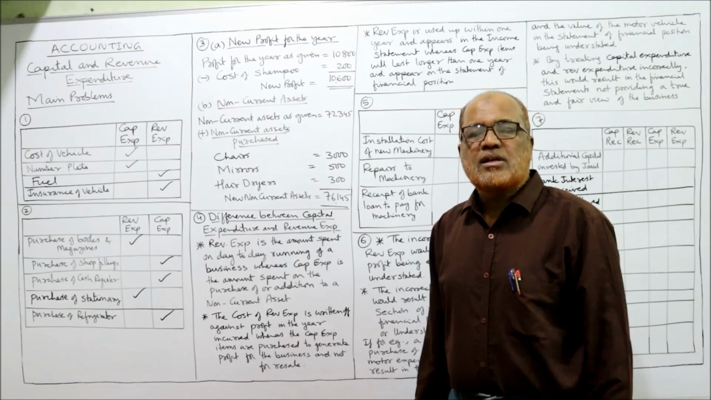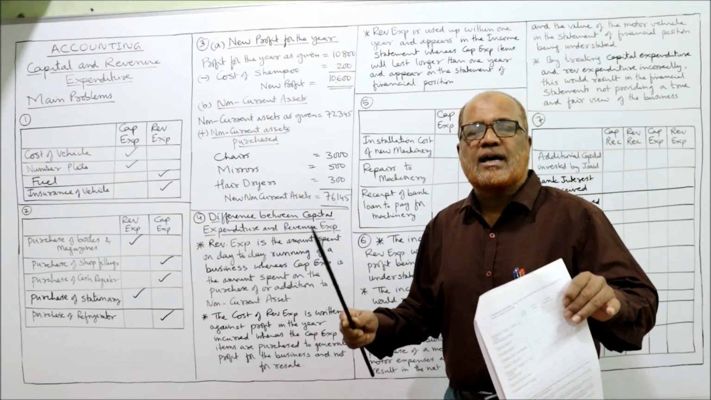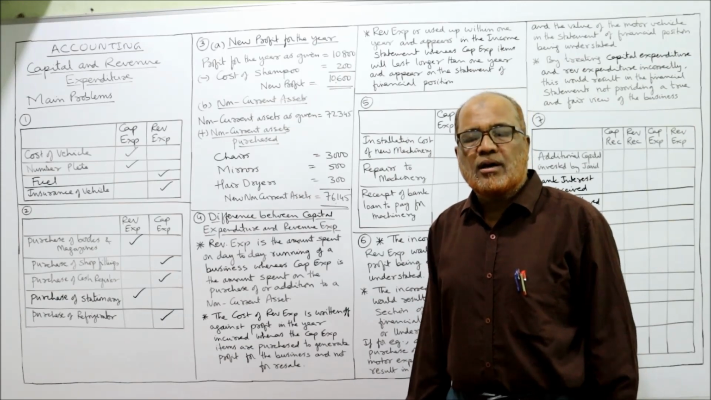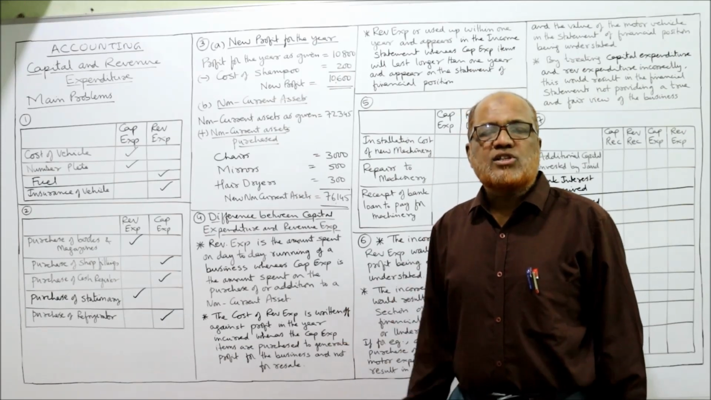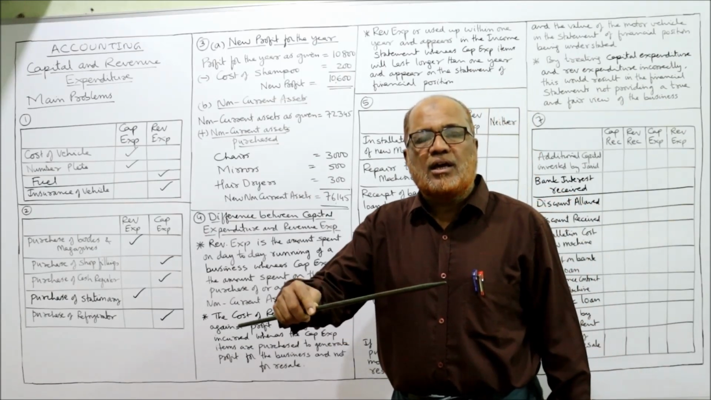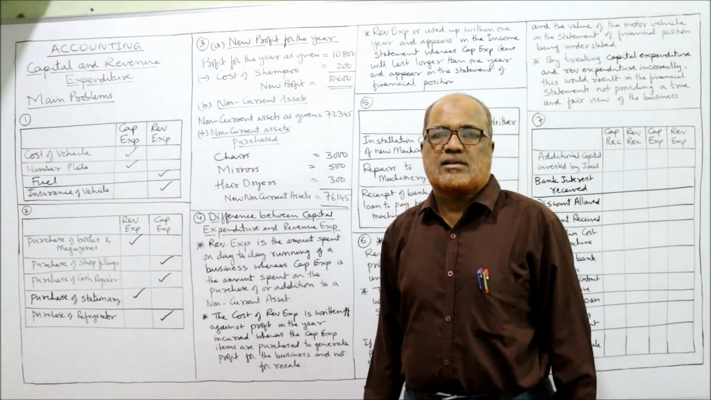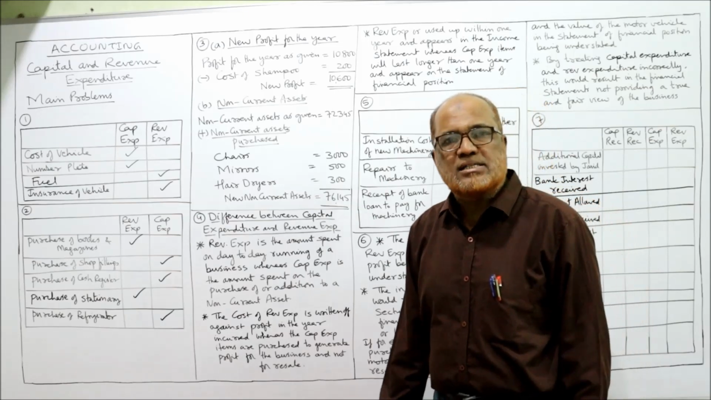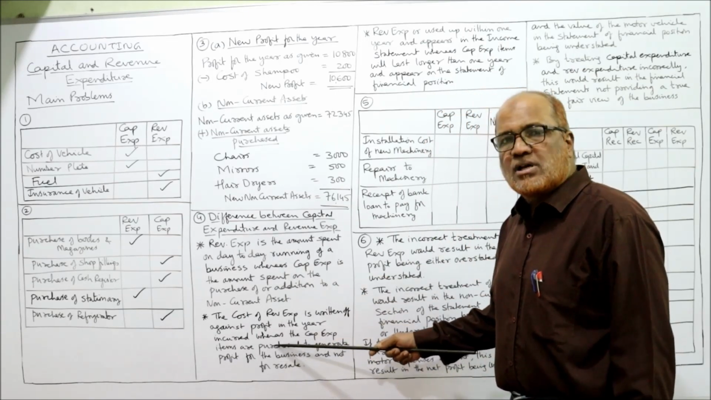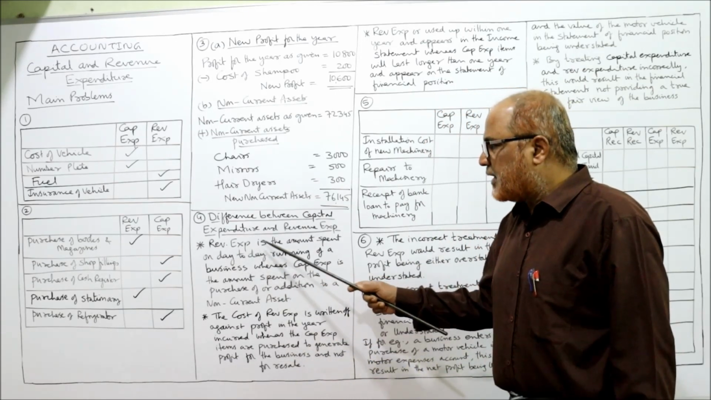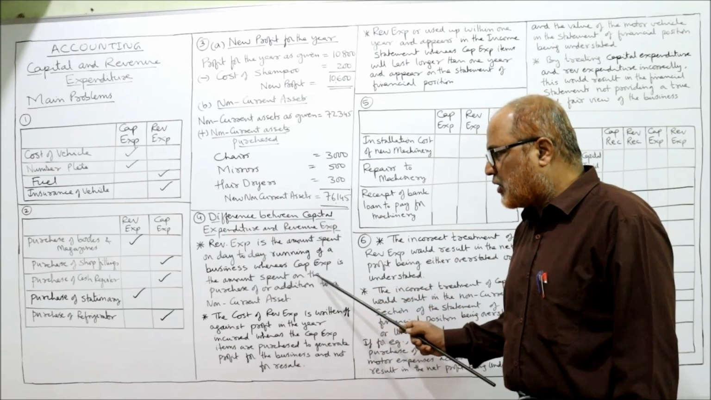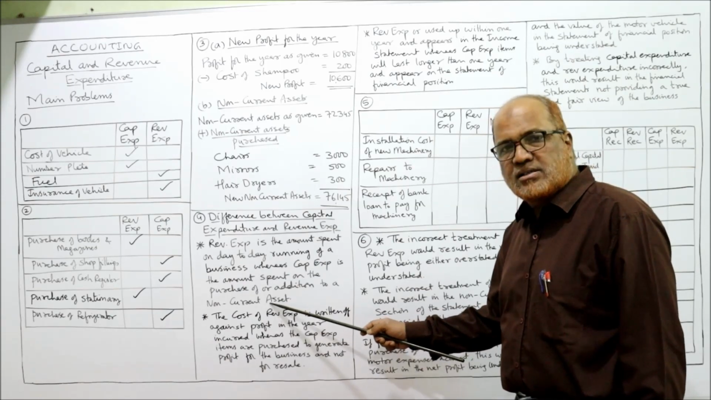Now, capital expenditure is the expenditure incurred to purchase the non-current asset, whereas revenue expenditure is the expenditure incurred in maintaining the non-current asset. So all these are the points I have explained here. Revenue expenditure is the amount spent on day-to-day running of a business, whereas capital expenditure is the amount spent on purchase or addition of non-current asset.